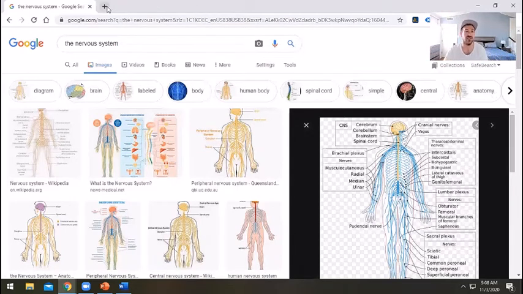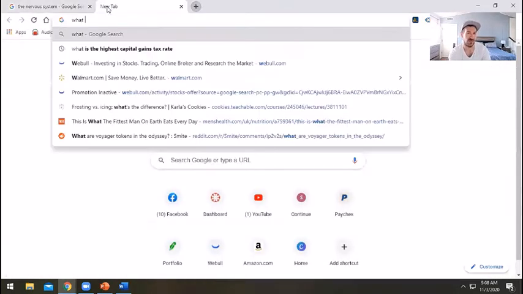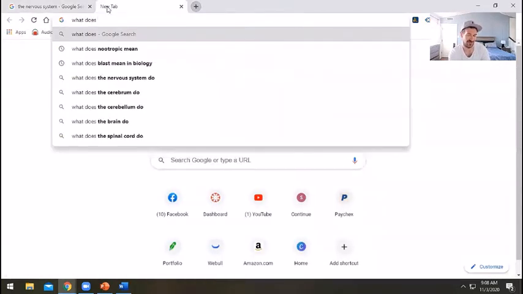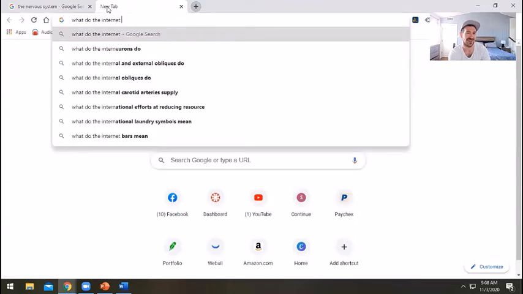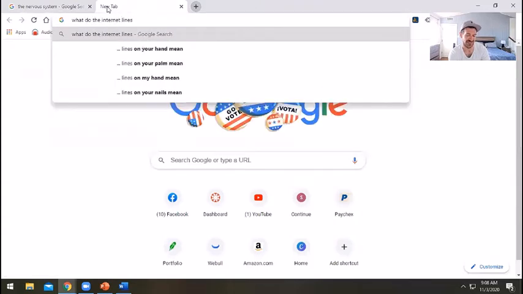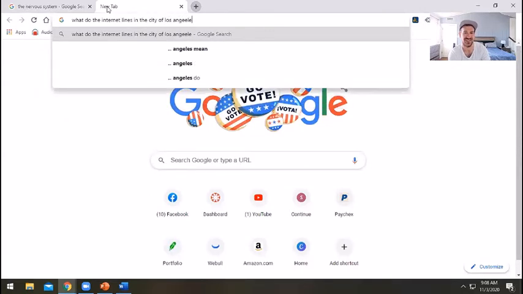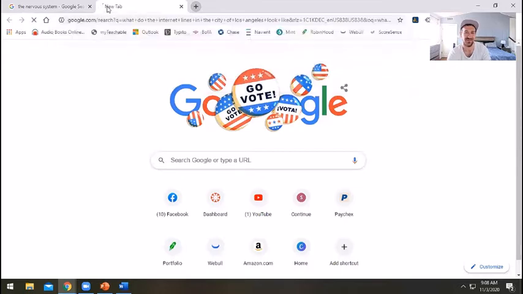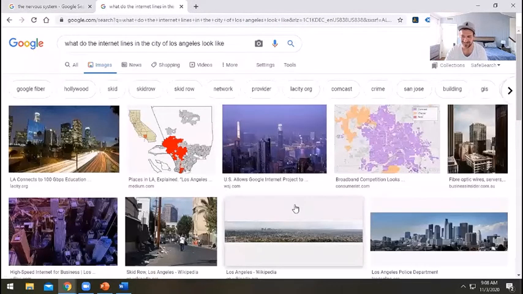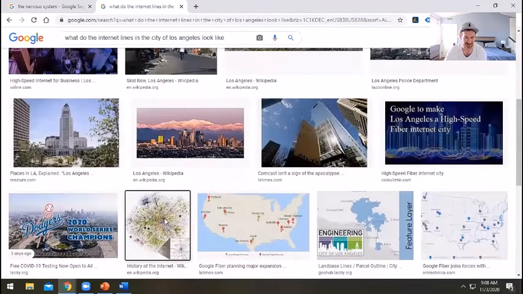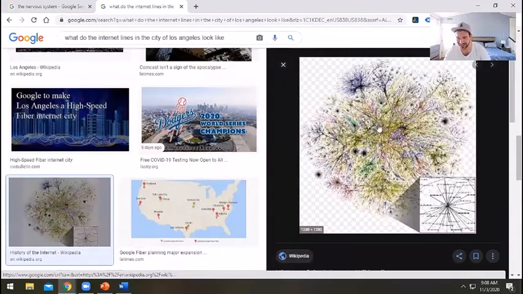I'd be kind of curious, what do the internet lines in the city of Los Angeles look like? Be kind of curious to see what the internet looks like. Let's see if they even have something like that. No, I don't know how to Google this. It's probably something like this.